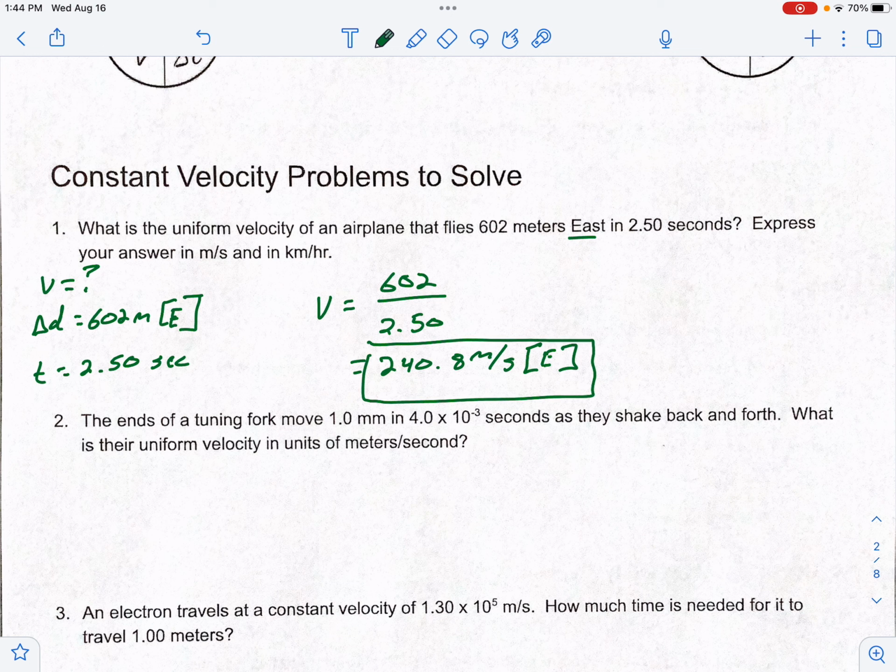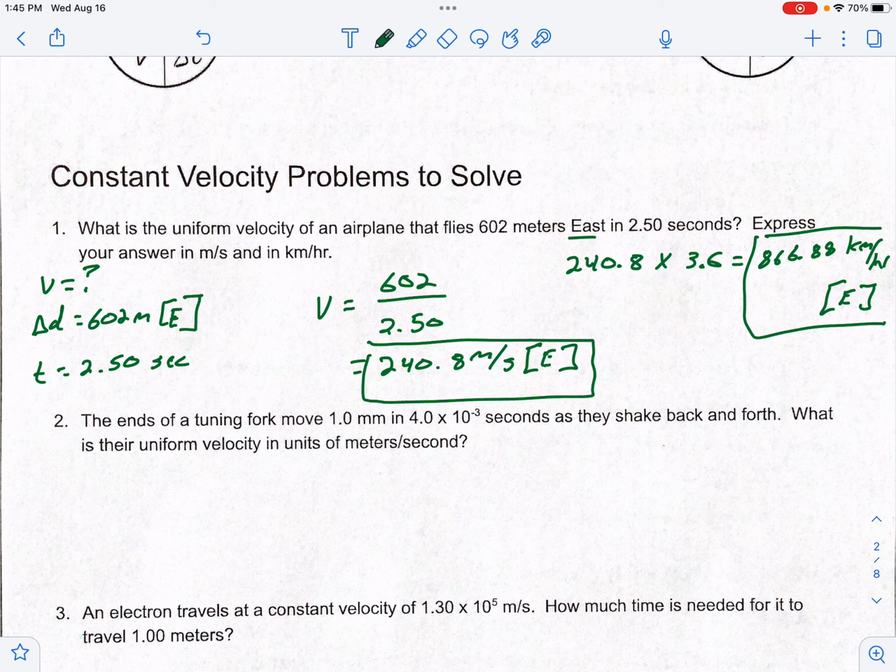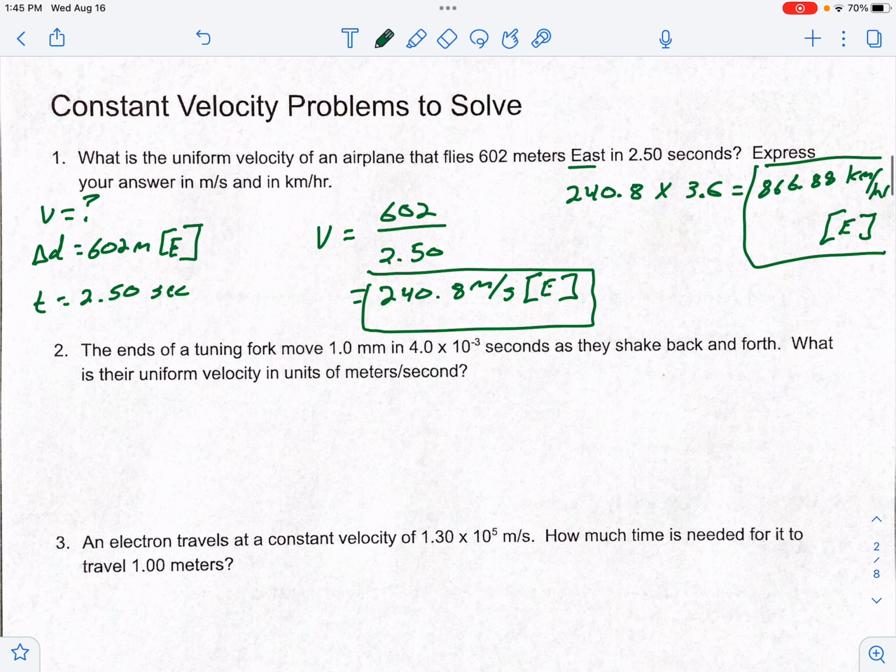Now it says express your answer in meters per second and in kilometers per hour. So we're going to change that to kilometers per hour. I'm going to take that 240.8 and multiply it by 3.6 this time. That's going to give me 866.88 kilometers per hour. Kind of ran out of room. And I'm going to keep that east right there. So that would be your answer for that. So just don't forget to add that direction. If it's in the problem, usually there's a reason. If it's not there, don't worry about it.